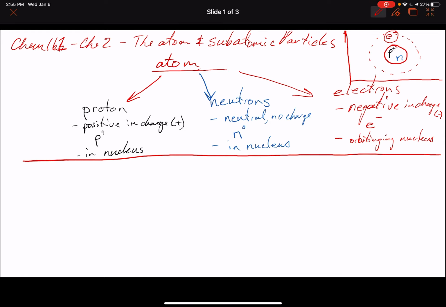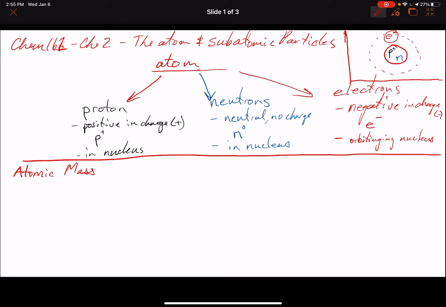Building off that idea, you can see that it might be important to develop some syntax and some quantification to understand the structure of an atom more carefully. So we'll introduce at this point what is called atomic mass. Atomic mass here is just the mass of an atom, and the atomic mass of an atom is the sum of the protons and the neutrons.